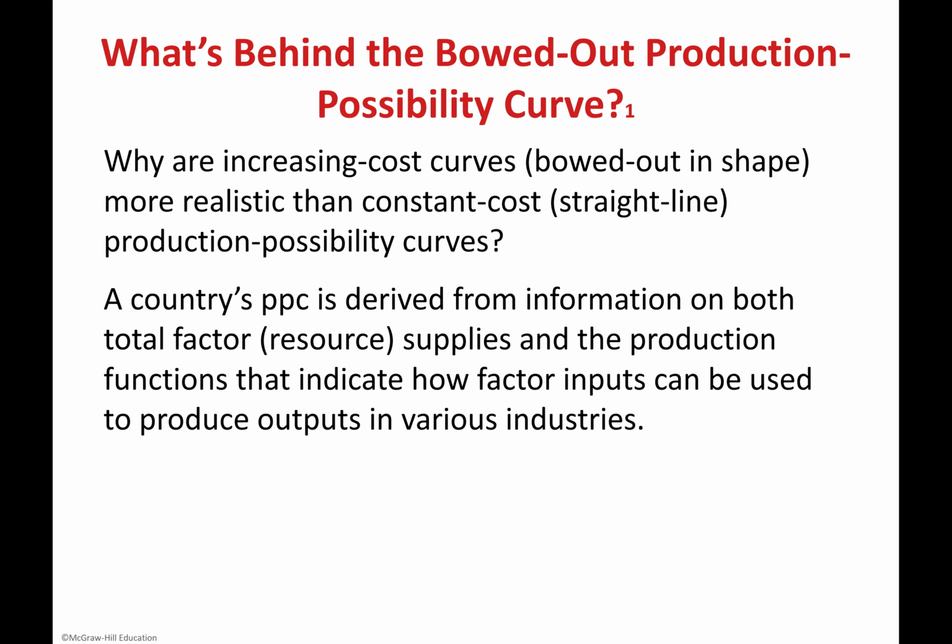So why are these increasing cost curves bowed outward in shape, and why are they more realistic? Well, as I've said already, factors of production are more suited to doing certain things than other things. And if you, as a country, move towards producing a lot more of one good, then clearly the factors that were producing the other good are going to be less suited to their new role. And so you're going to give up a lot more production in the good that you're moving away from.